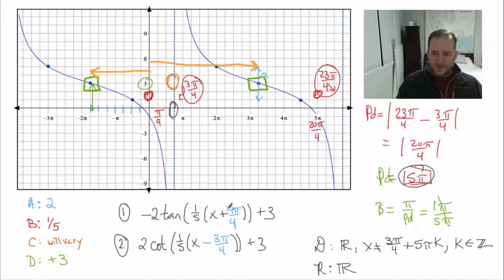So there's my one equation in tangent, which needed a negative coefficient so that it would reflect and decrease. I've got my one equation in cotangent, which does not need a negative because it naturally decreases. I've got the right b value, I hope, the right d value, and I've got the right phase shift for the right function. We have one more.